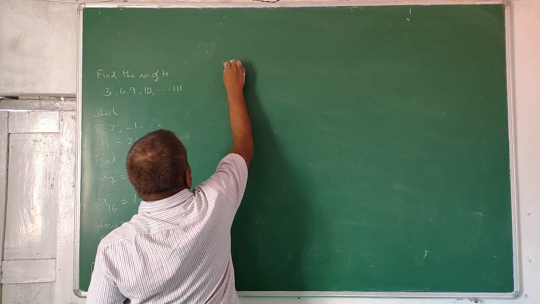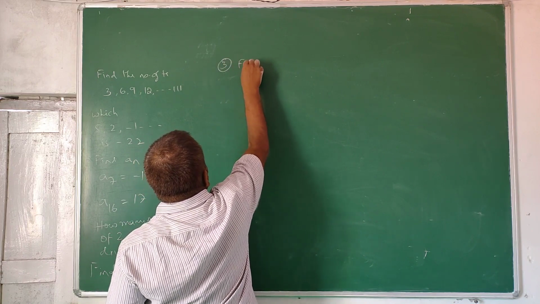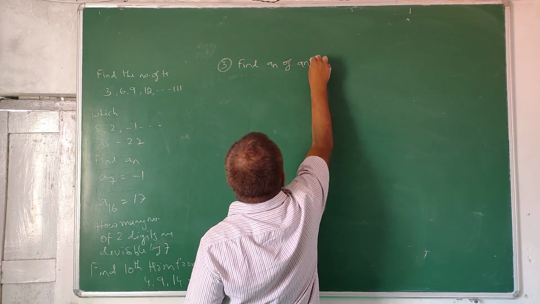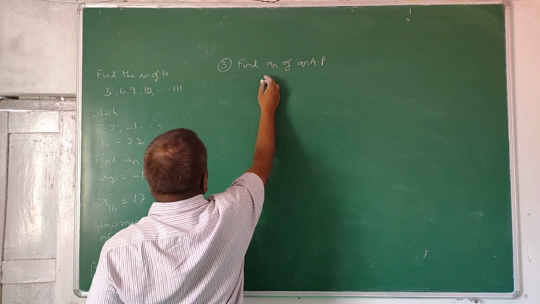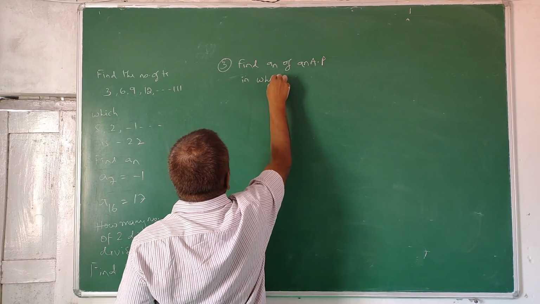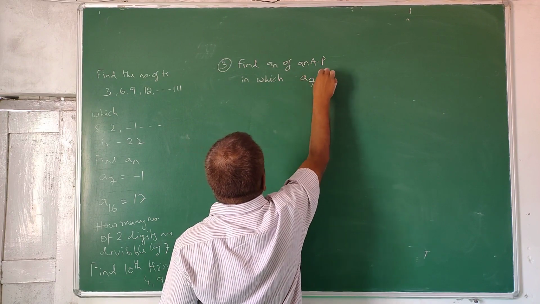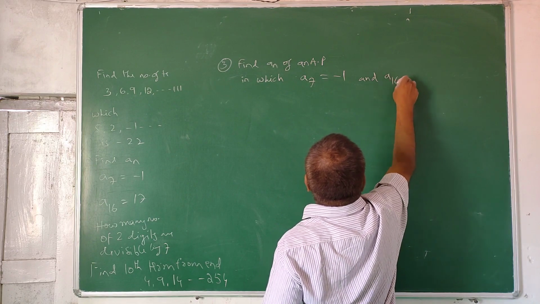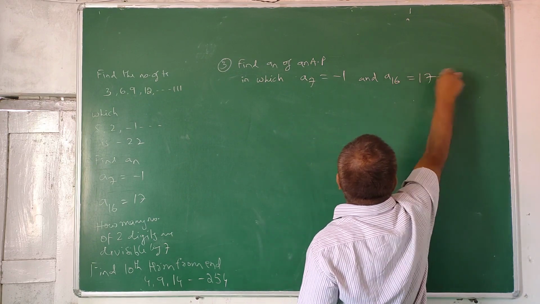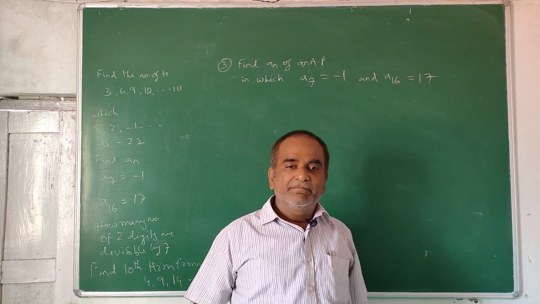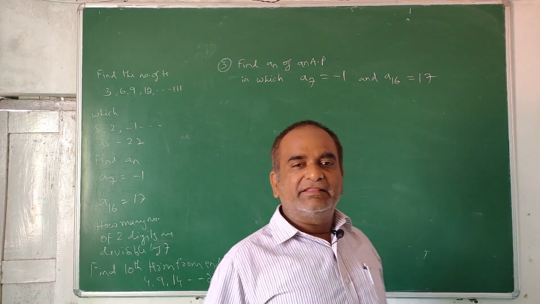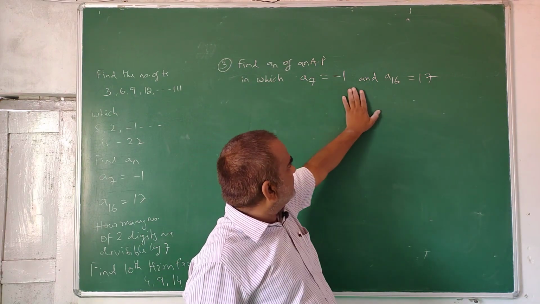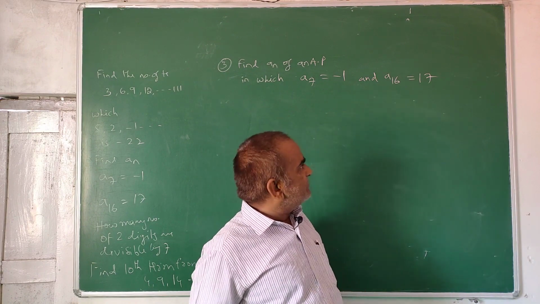So the next question is: find AN of an AP in which A7 is equal to minus 1 and A16 is equal to 17. What he is asking is to find the nth term of an arithmetic progression. In that arithmetic progression, the 7th term is minus 1 and the 16th term is 17.